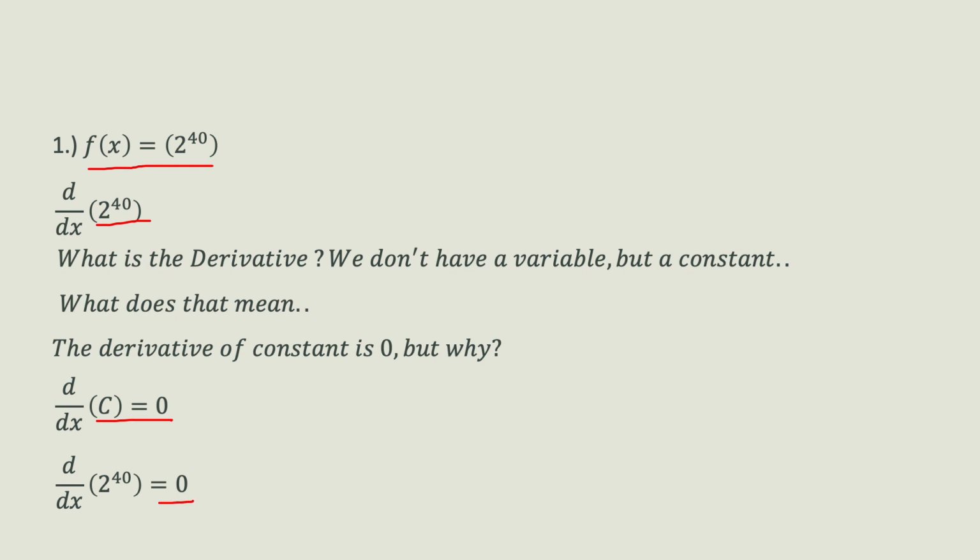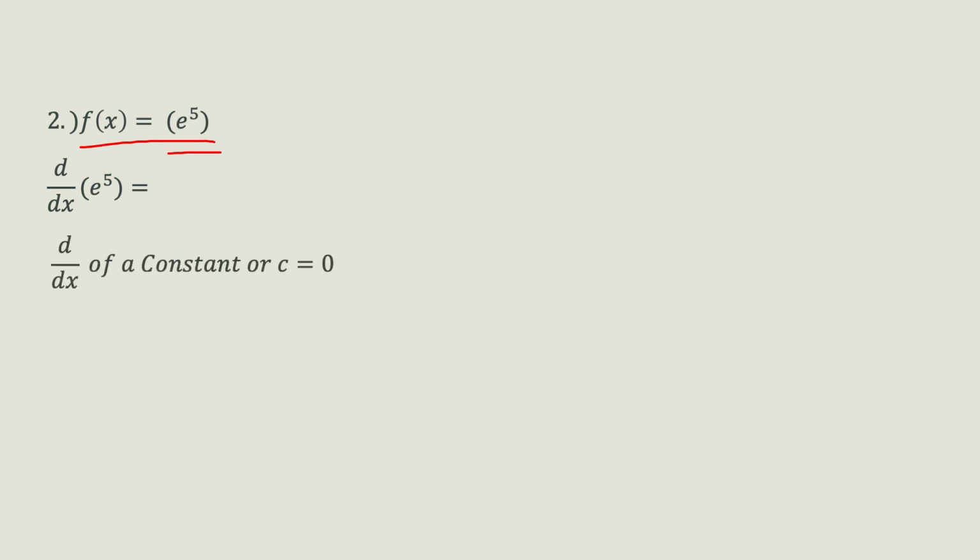We'll go on to the next problem. Hopefully this explains it a little bit easier. Problem number 2, f of x equals e to the 5th. Is e to the 5th a variable or a constant? Well, e to the 5th is a constant. Because it's a constant, we know that d dx of a constant, or c, is 0. So d dx of e to the 5th is 0.